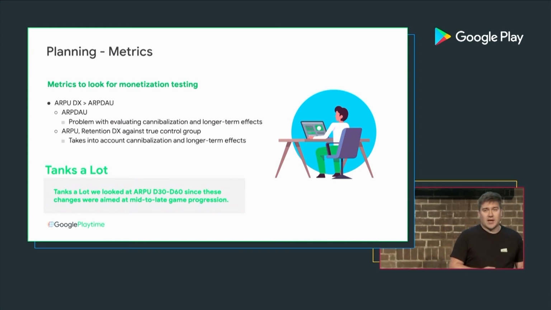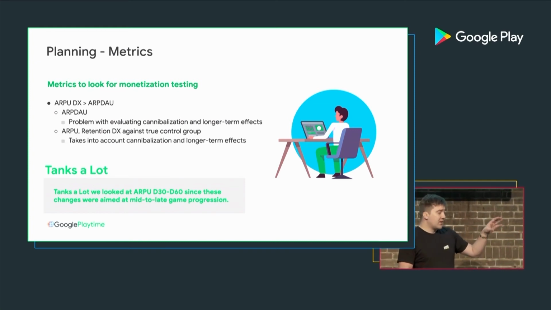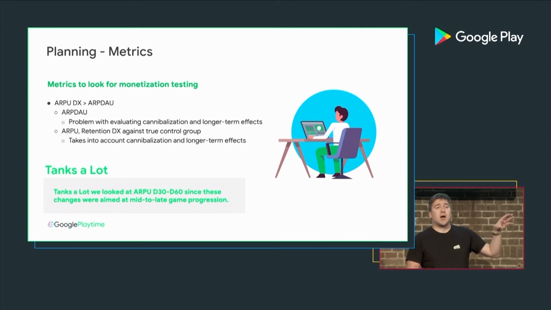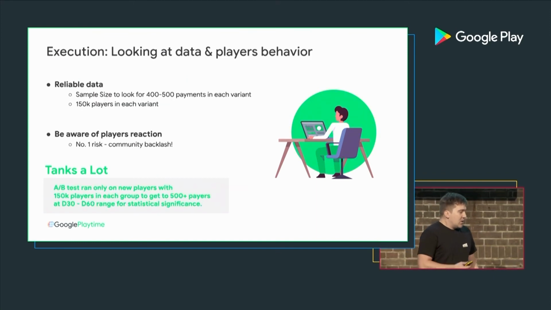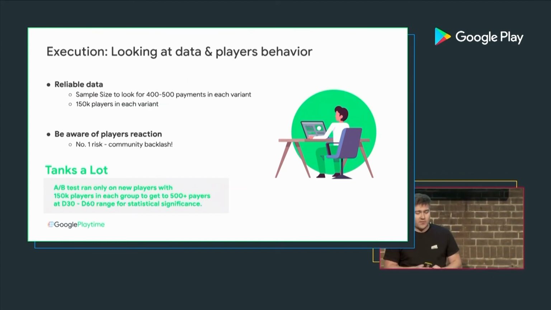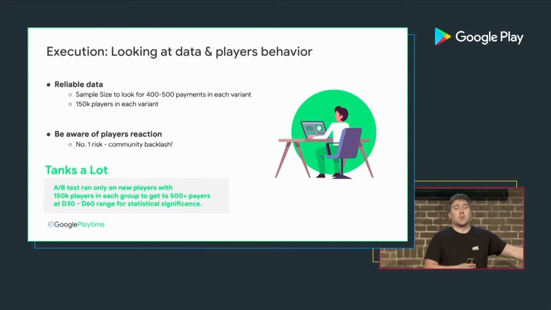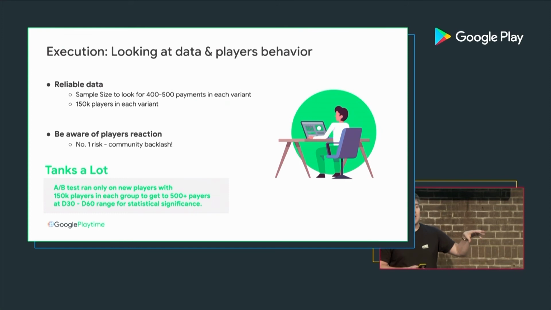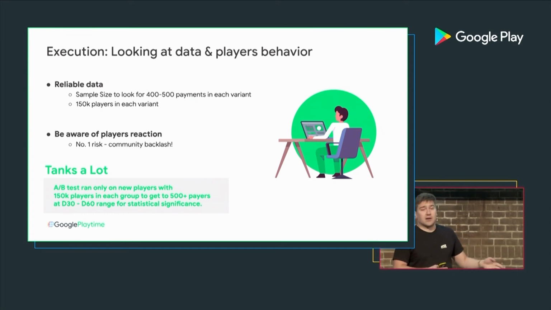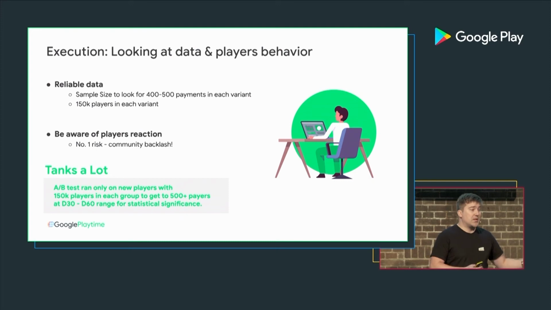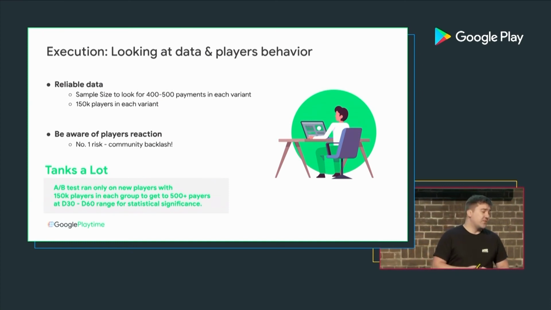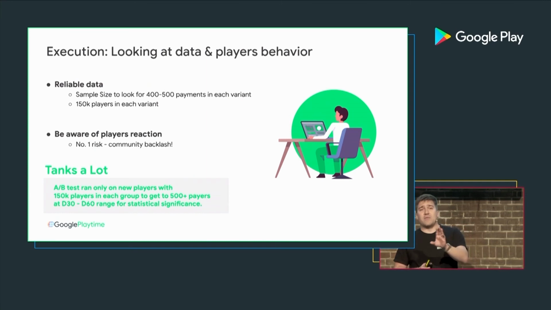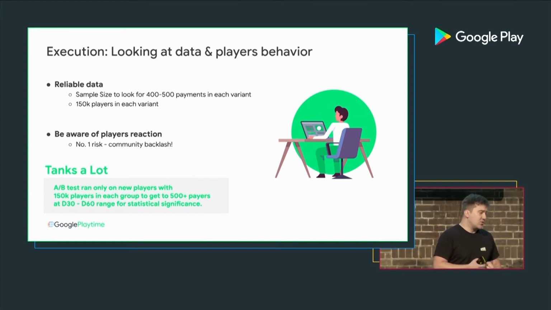So in Thanks a Lot, again, as a part of planning, we change the economy. We want to see how it impacts the LTV curve between day 30 and day 60. So going into execution of the test, of course, to draw some conclusions, we need enough payments and enough players for that. Again, this is something that you can compute based on the traffic, based on a conversion between the states. So for example, with Thanks a Lot, we knew that we would need another around 150K players to drive at least 400 to 500 purchases in each variant to see how it changes.